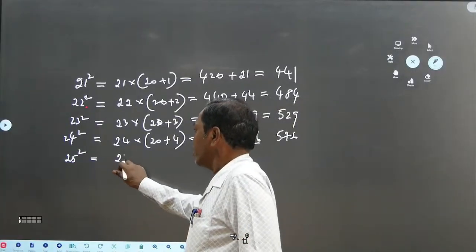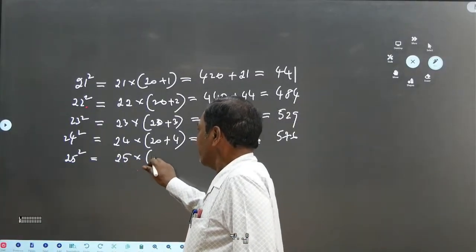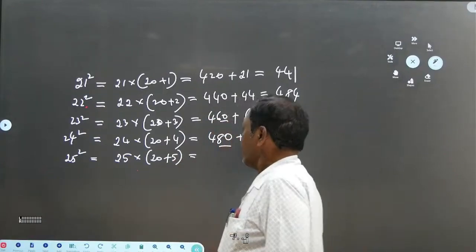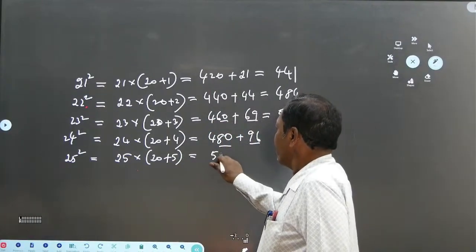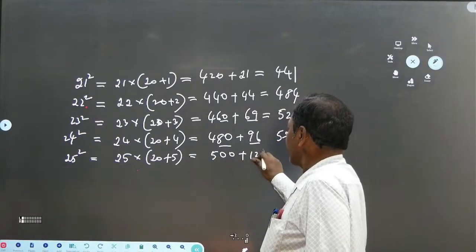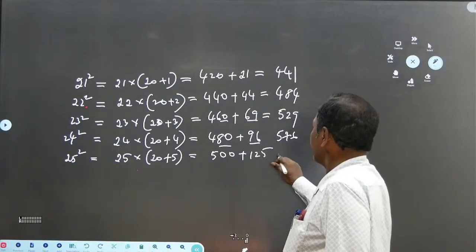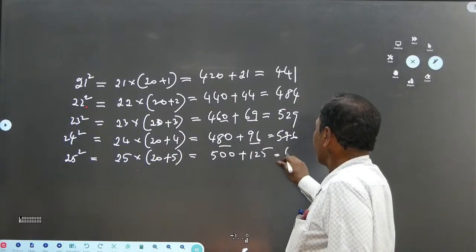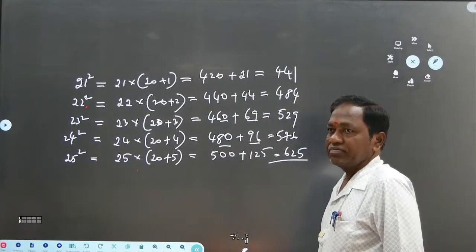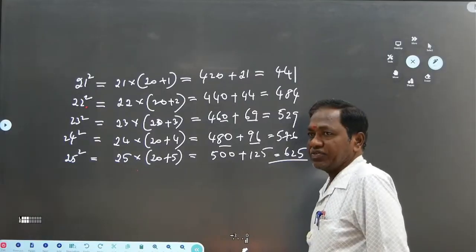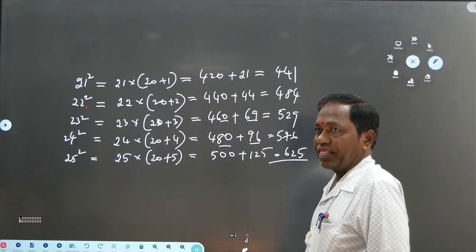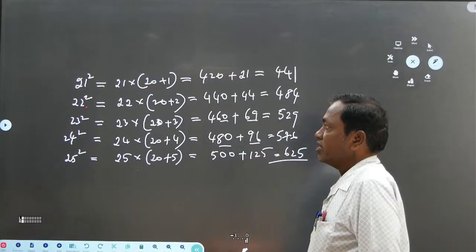25 square, 25 into 20 plus 5. 25 into 2, 50 means 500 you can take, 125 you can take. So 625. See how it will come. For any number of your choice you can do that. Okay. Right. This is the thing.